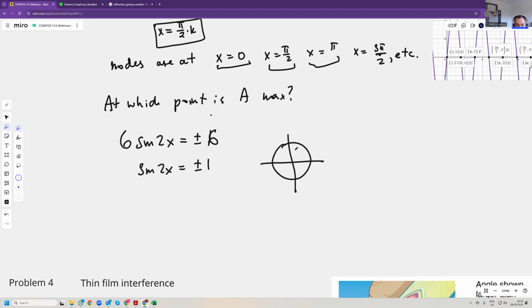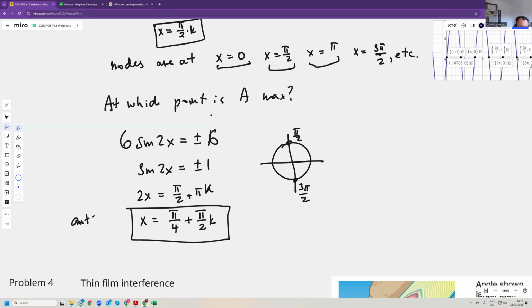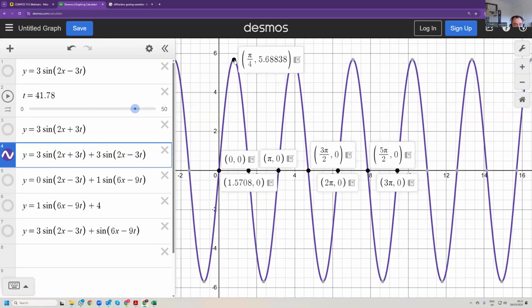And we know that it is 1 at pi over 2 and 3 pi over 2. Or in other words, pi over 2 plus pi k. So 2x is pi over 2 plus pi k, and x is equal to pi over 4 plus pi over 2 k. So this is the position of antinodes. Let's check if that is actually the case. Well, yes, it is. Pi over 4, 3 pi over 4, 5 pi over 4, etc.